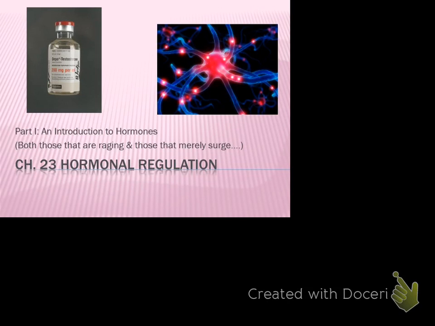This next chapter is on hormonal regulation. So we're going to go into greater detail now, building upon the last chapter, since we ended with looking at some of the hormones and neurotransmitters that the body uses. In this chapter, we're going to go into greater detail. Okay, so what are hormones?